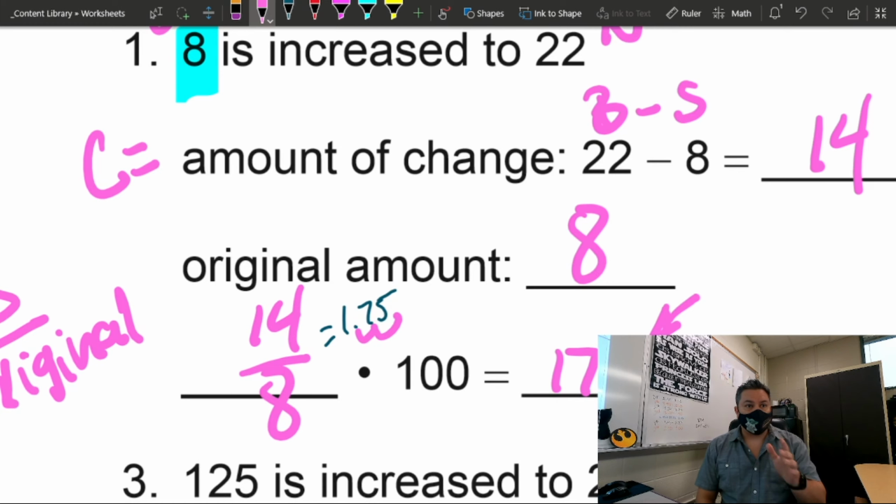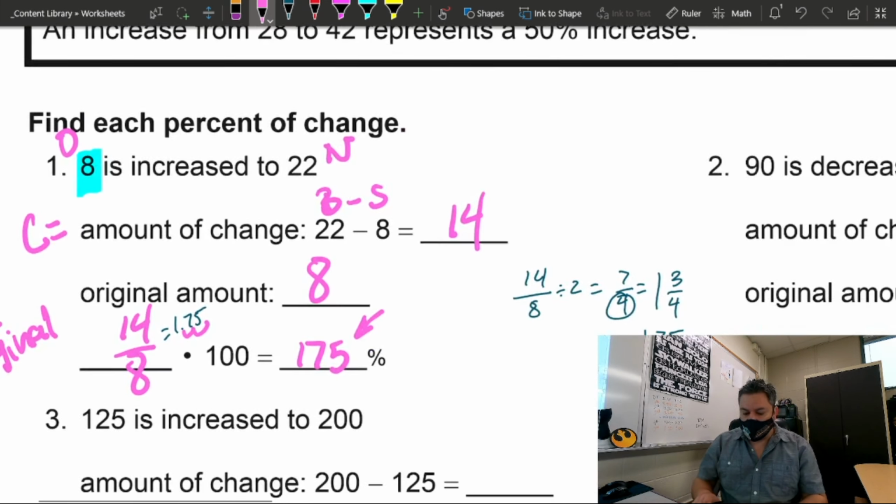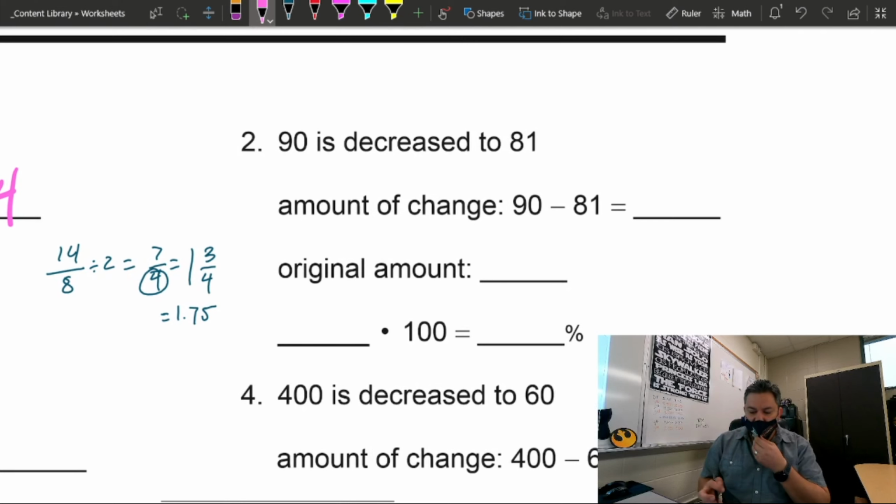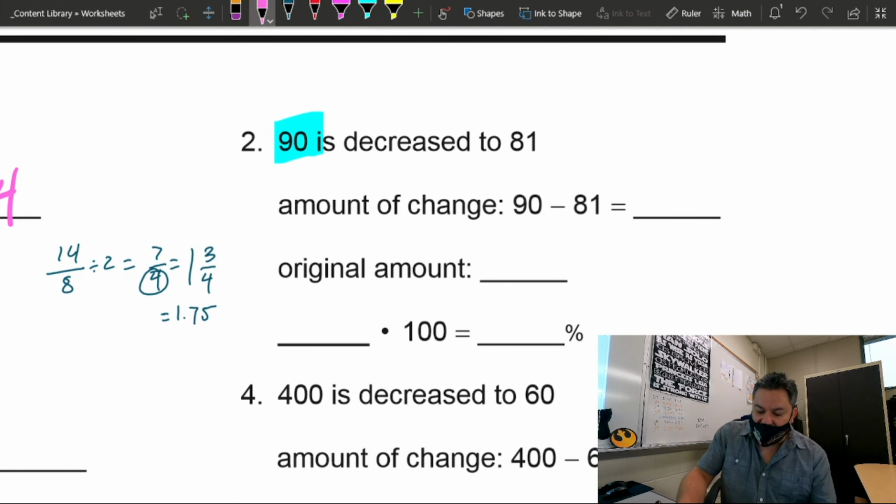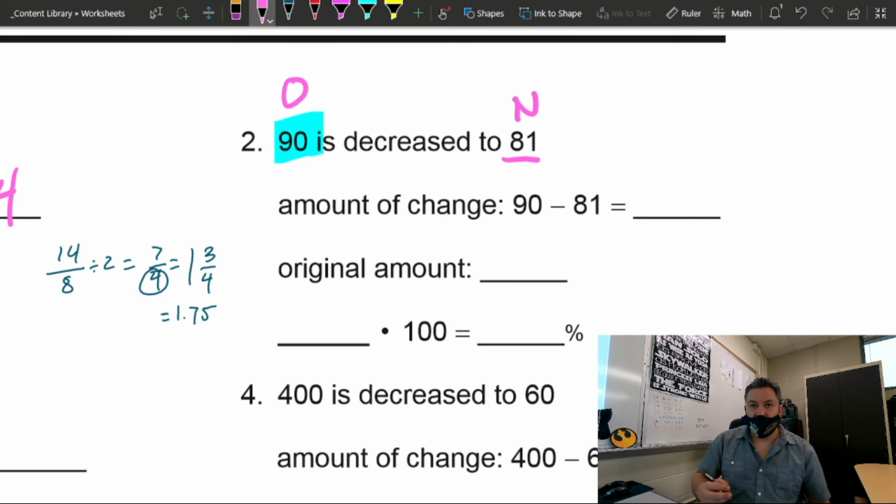Any questions so far? Let's do number 2, a percent decrease. Process is the same. Which one is my original? 90. The 90 changes to 81. This is my new number. Okay? To find the amount change, it's going to be 90 minus 81, which is what? 9. So my original amount is 90. So again, the change goes on top. The original goes on the bottom. What goes on top? 9. And the original? 90.